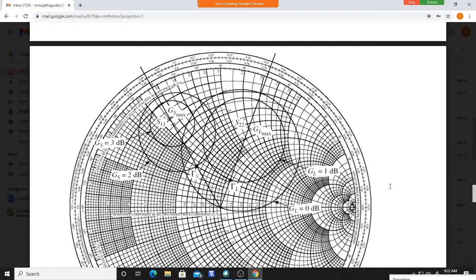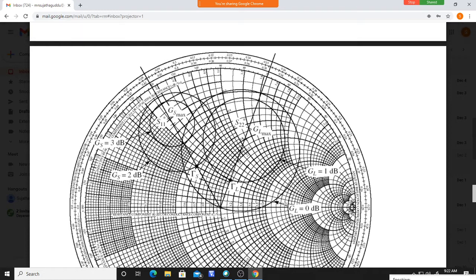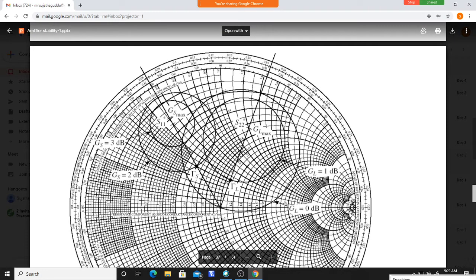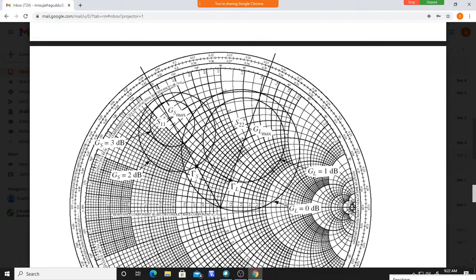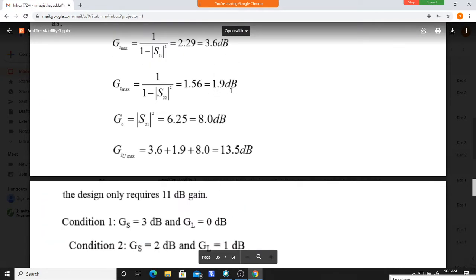Similarly, GL 1 dB was taken. To get GL 1 dB, this is the circle. See, the circles are different now. This is a 1 dB circle. Now you can choose one value over this circle for impedance matching ZL. So based on your choice you can choose GS and GL. Either 2 dB and 1 dB, or 3 dB and 0 dB you can also choose.